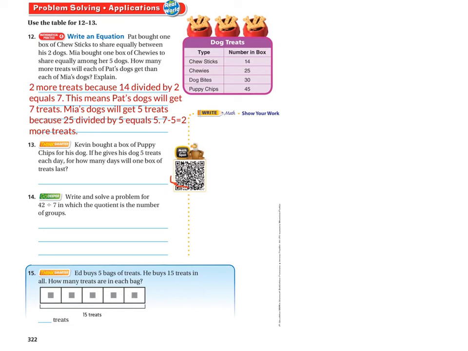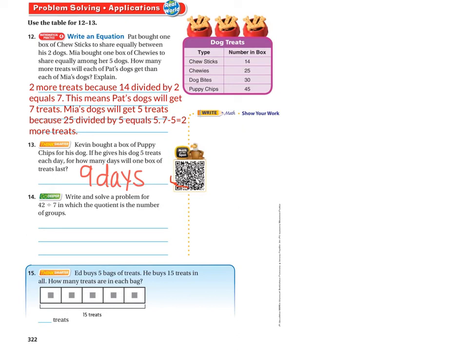Because Pat's dogs got 7, remember, the question was how many more treats will each of Pat's dogs get than each of Mia's dogs get. 7 is 2 more than 5. 7 minus 5 is 2. So that is where we get the answer of 2 treats. The answer to number 13 is 9 days. If you got that, fast forward now.